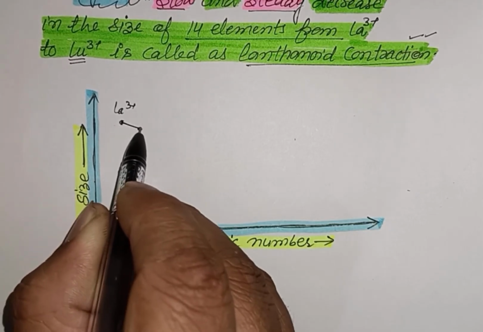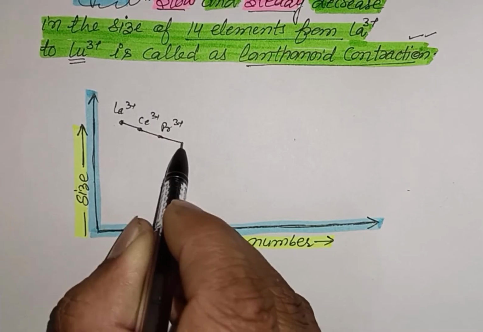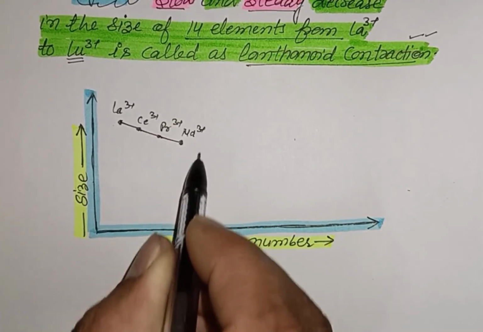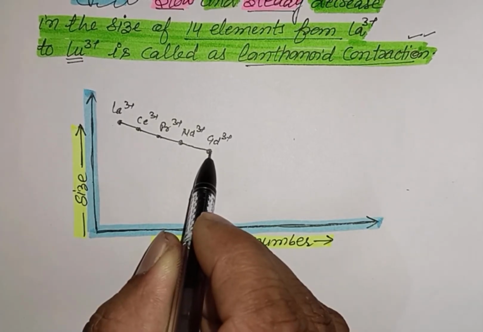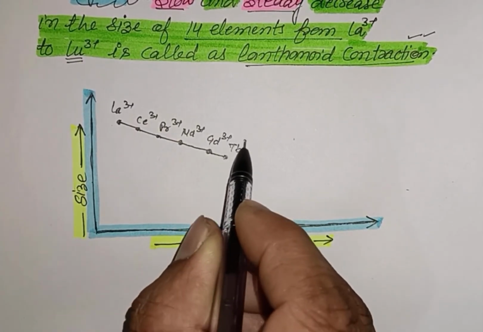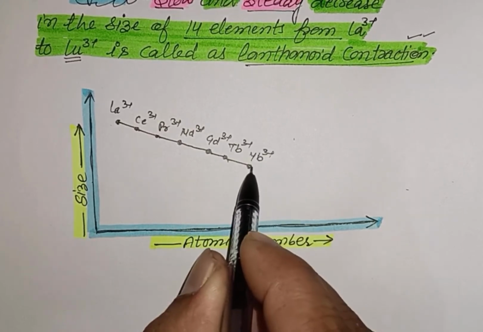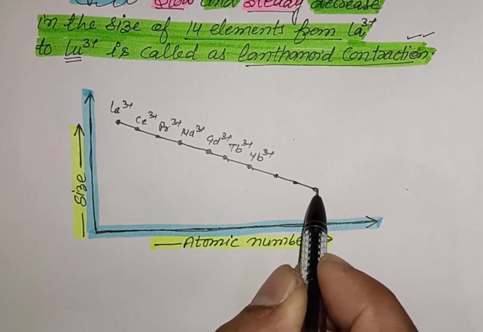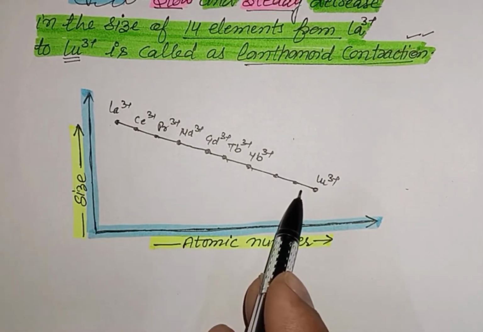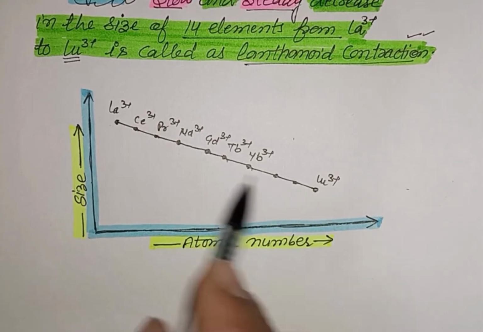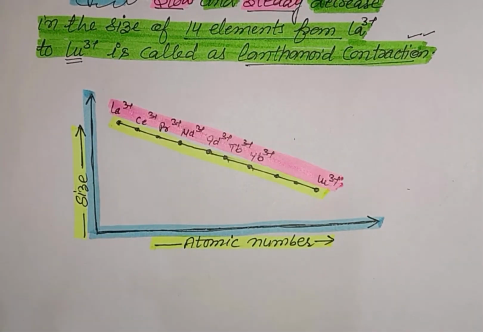So the first element is lanthanum plus 3. After that there is cerium plus 3, then praseodymium plus 3, then neodymium plus 3. In the middle of the series there is gadolinium plus 3, then terbium plus 3, and in the last of the series ytterbium plus 3, and finally there will be lutetium plus 3. So we can say there is a regular decrease in the size of the lanthanoid metal ions. So there is a continuous decrease in the size.